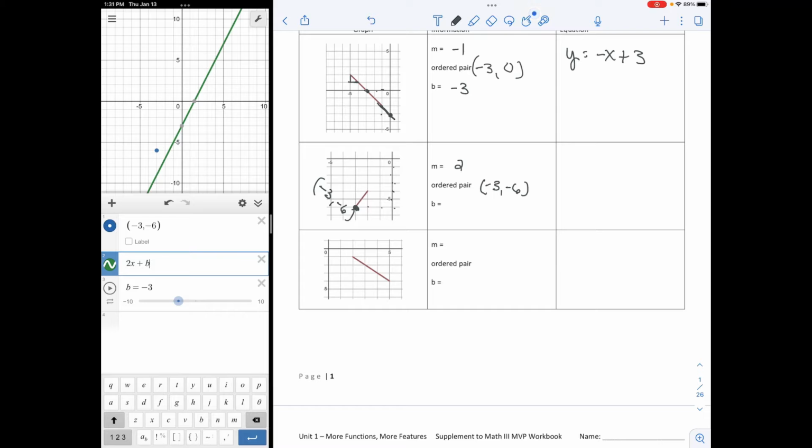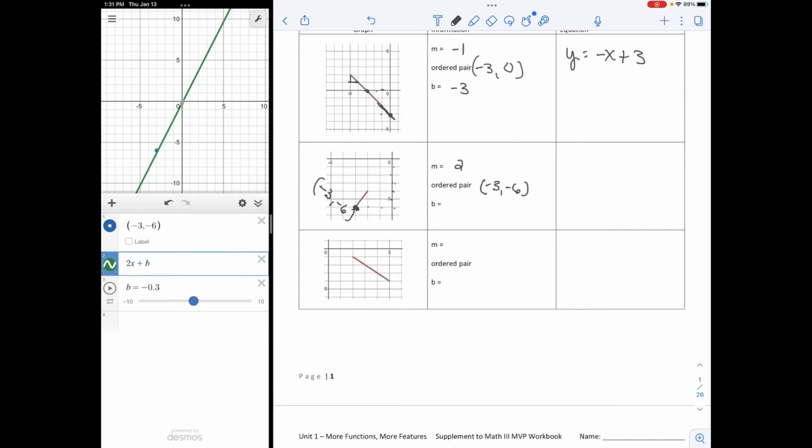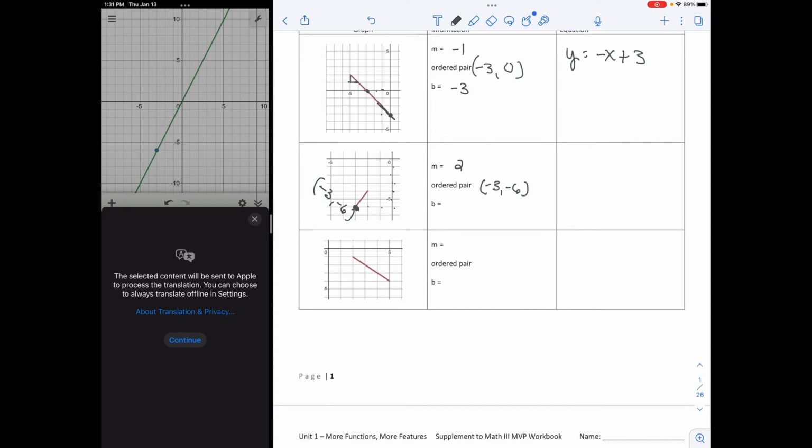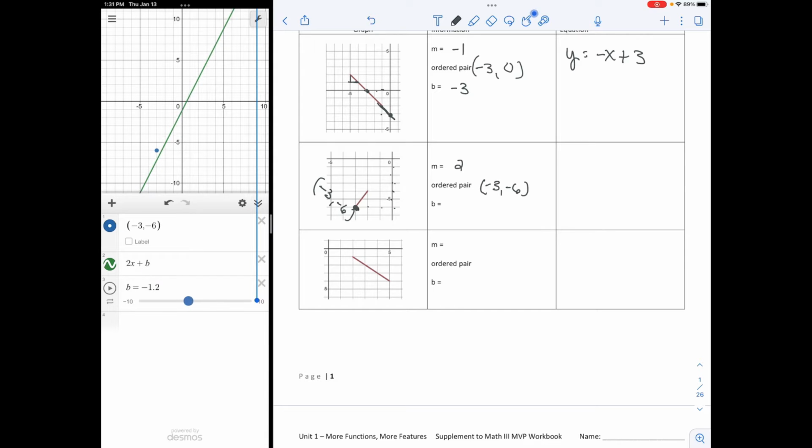Again, I'm going to choose my slider. If I move my slider to the right, I can see that it's intersecting that line, and my b is going to be 0. It's a little bit off there. Here we go, so my b is 0. Oh, actually, my b is a little bit off.